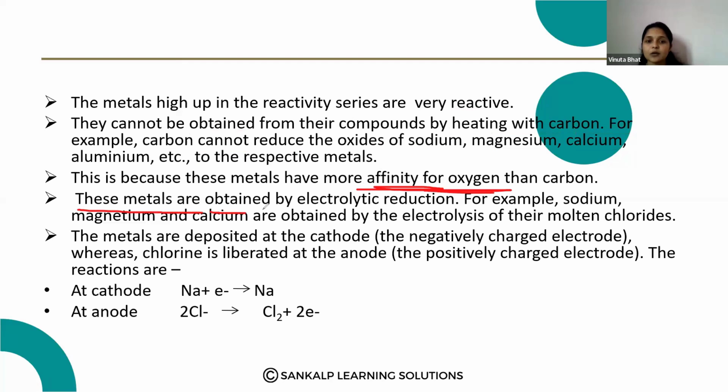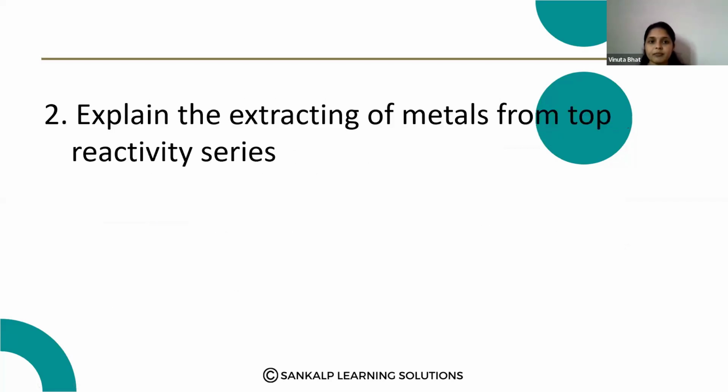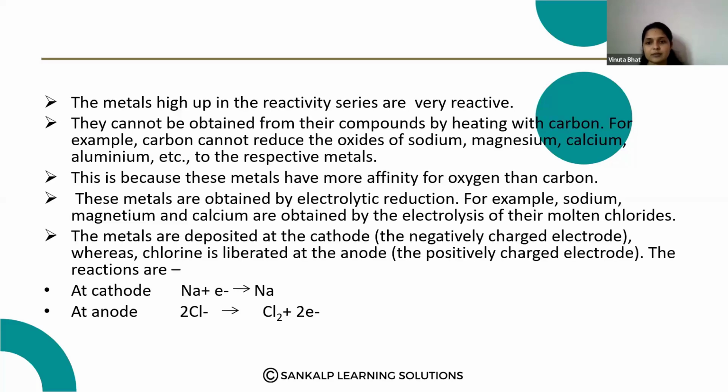Then these metals are obtained by electrolytic reduction. For example, sodium, magnesium and calcium are obtained by the electrolysis of their molten chlorides. These metals are deposited at the cathode, the negatively charged electrode, whereas chlorine is liberated at the anode. So the reaction takes place at the anode and cathode, as represented here. So like this, the metals high in the reactivity series are extracted by this method.